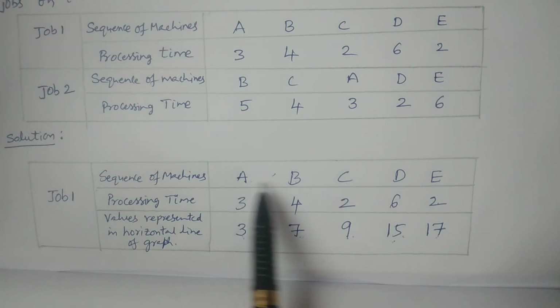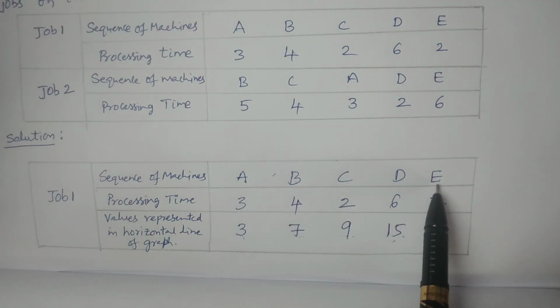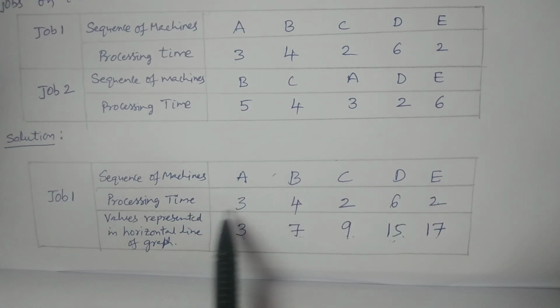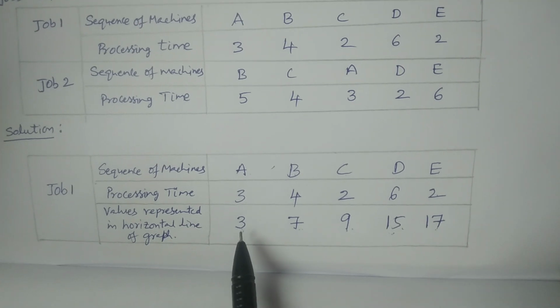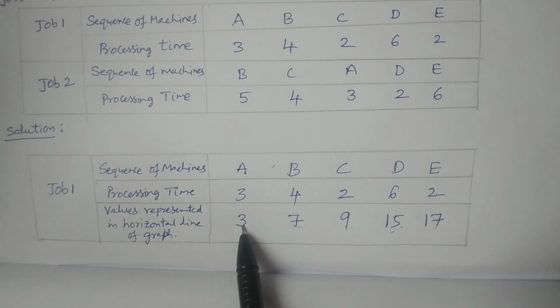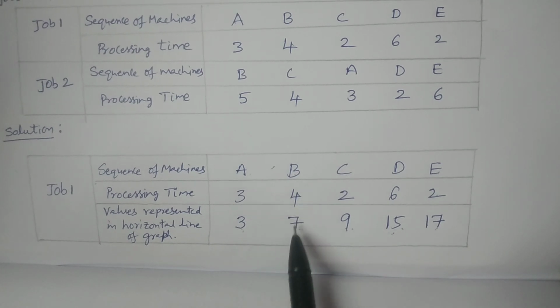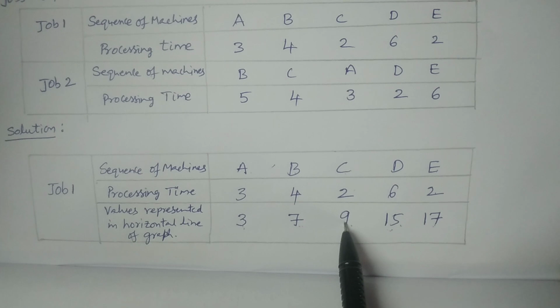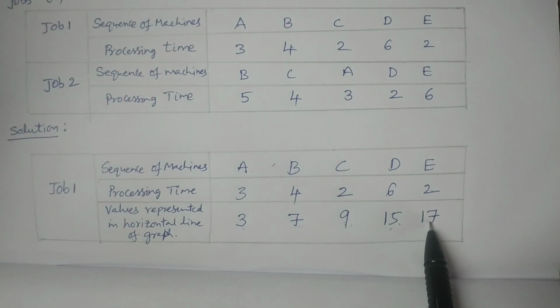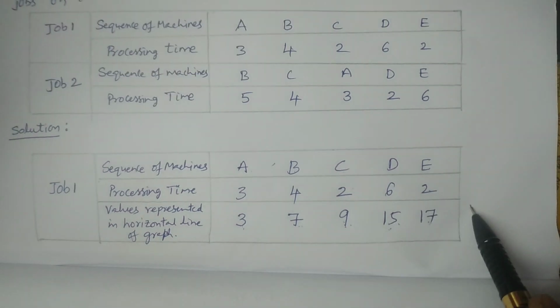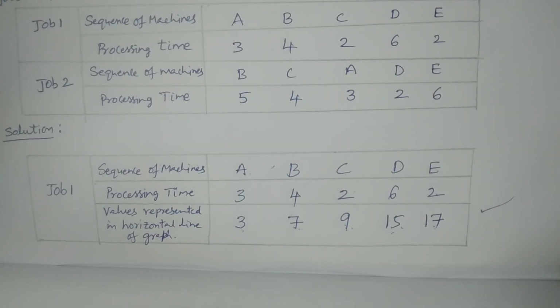So the sequence of machines you have to write clearly first from the problem. A, B, C, D, E for job 1, and processing times 3, 4, 2, 6, 2. So what are the values to be represented there? 3, and 3 plus 4, 7, 7 plus 2, 9, 9 plus 6, 15, 15 plus 2, 17. So this is the first calculation you have to do.